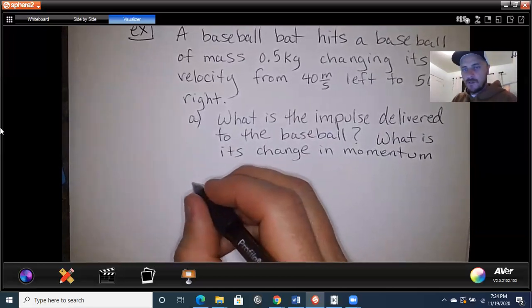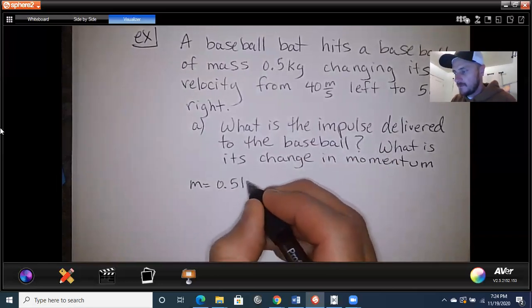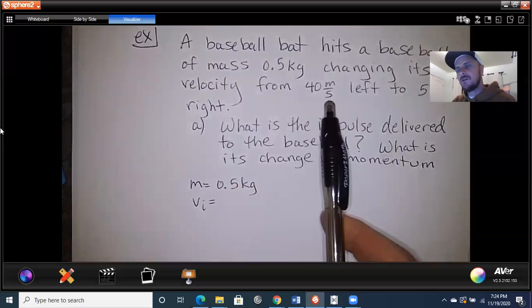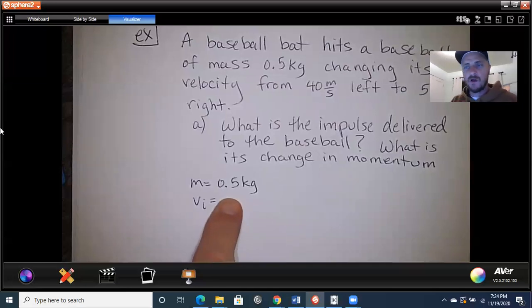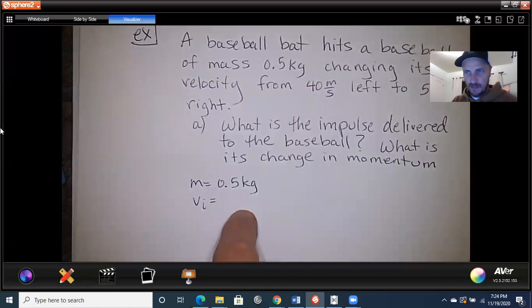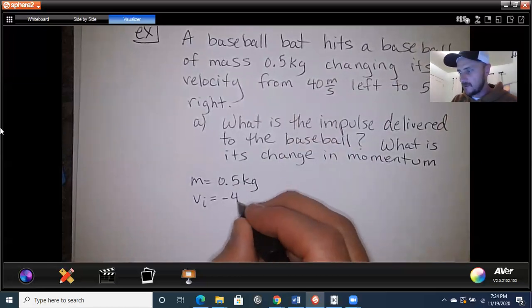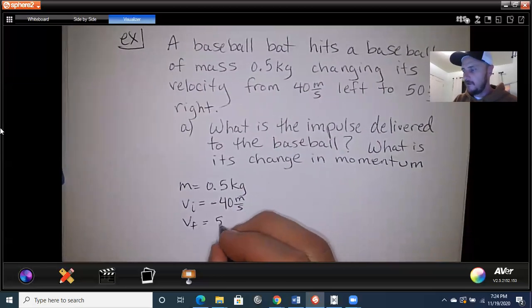Let's write our new equation. Actually, we could write some givens if you want to. We have a mass of 0.5 kilograms for the baseball. We have a VI, initial velocity, of 40 meters per second left. Now we're in one dimension here. Everything's happening along the x-axis for the most part. And so again, here it's very important that we call our velocities negative or positive. So we're back to that idea like we were in kinematics where we have to call these negative or positive. So this is negative 40 meters per second. And VF is going to be 50 meters per second.